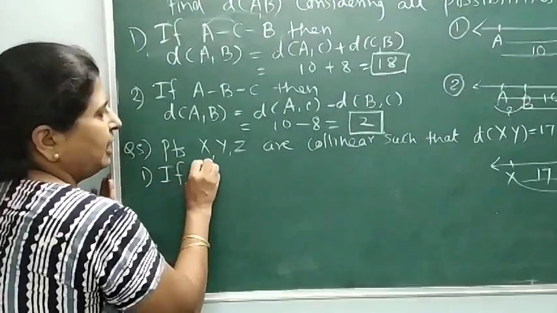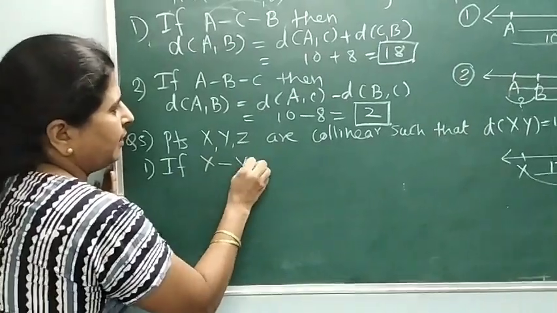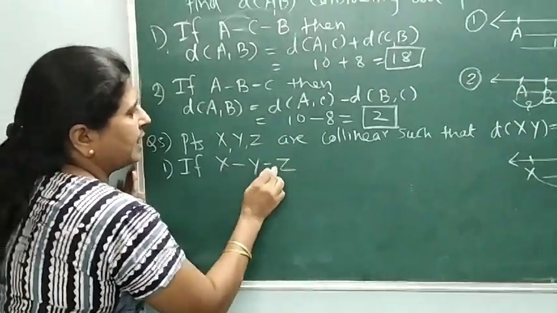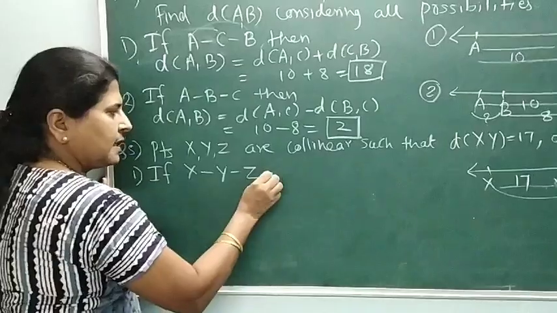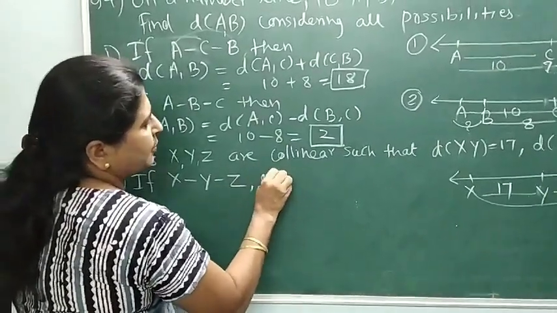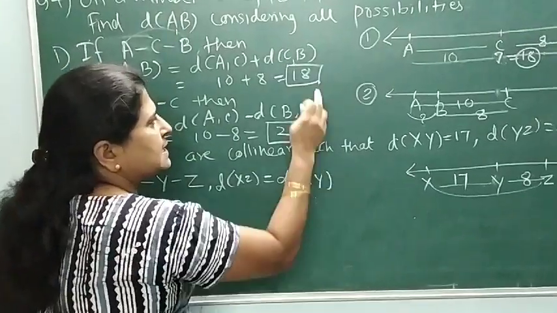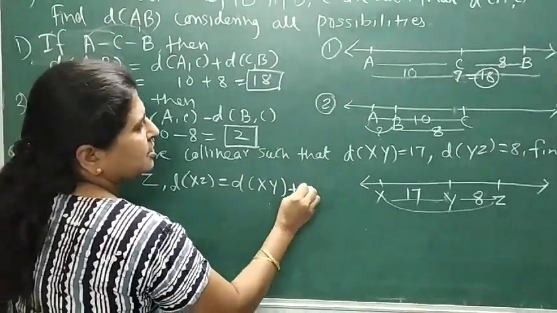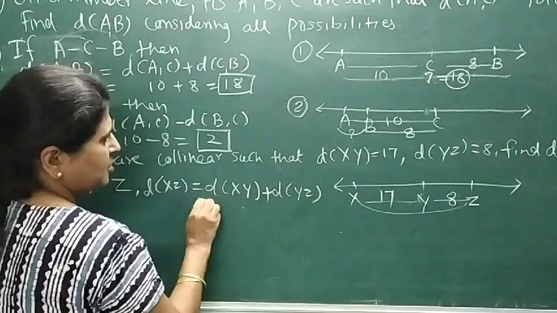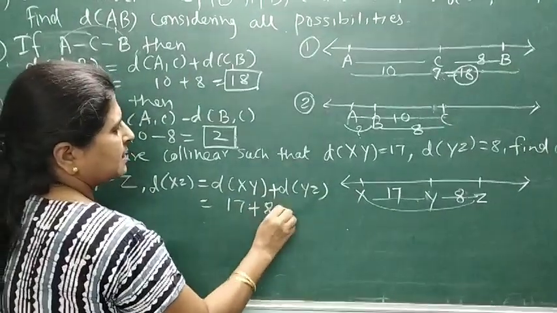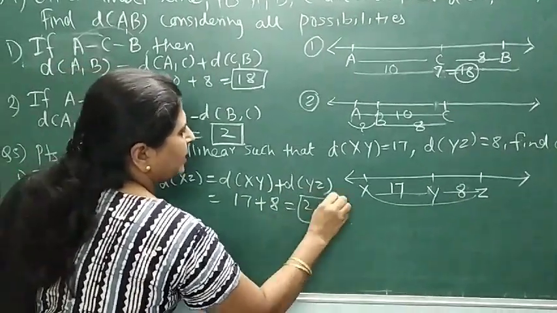So if we write, if x-y-z, means y is between x and z. In that case, distance between x, z is the sum of distance between x, y, and distance between y, z. So it is 17 plus 8, it is 25. Okay, this is one answer.